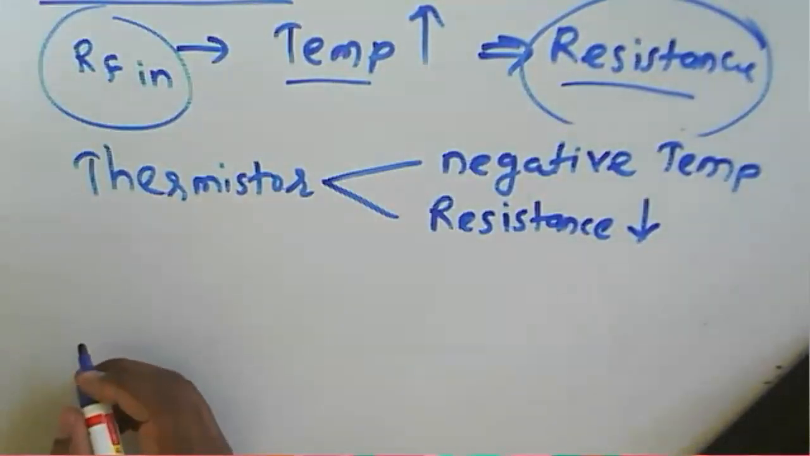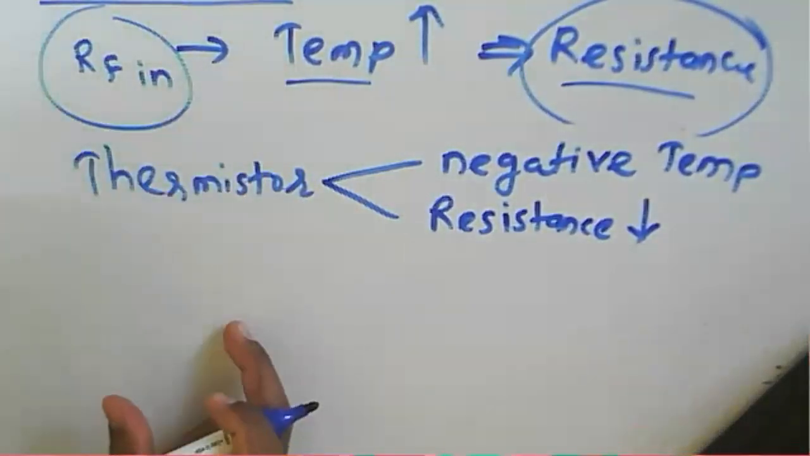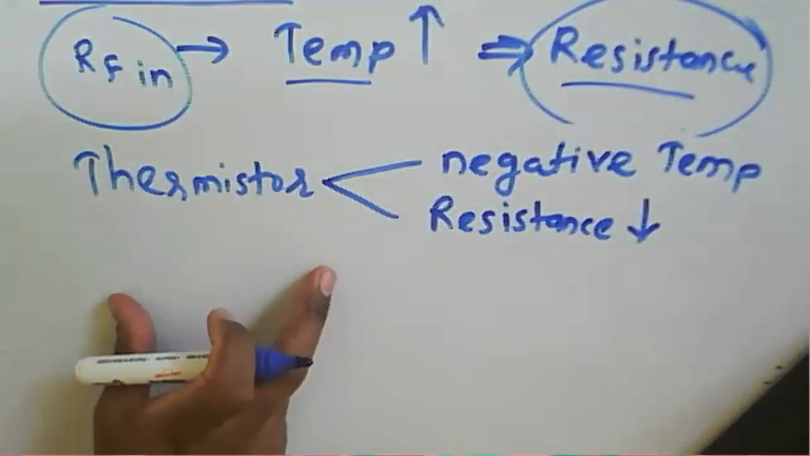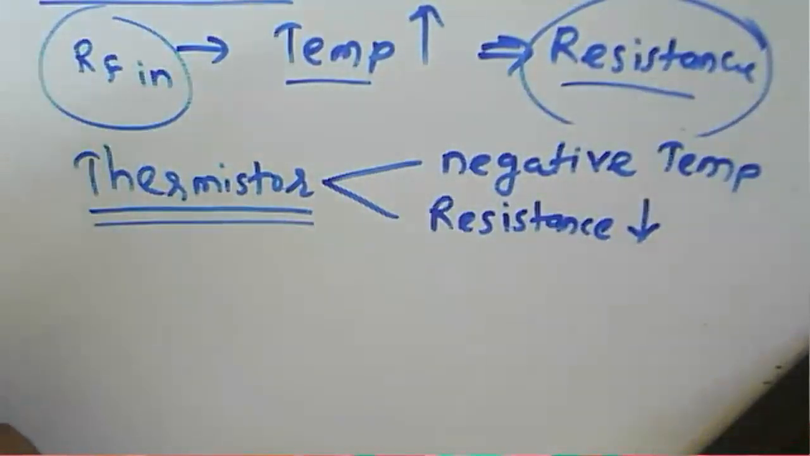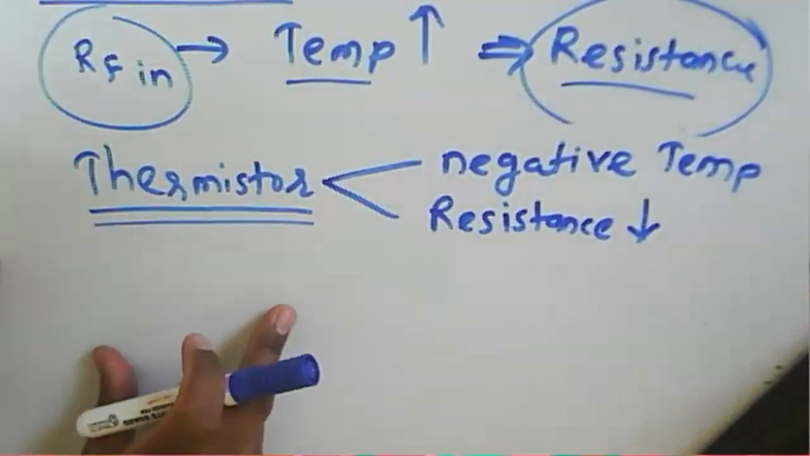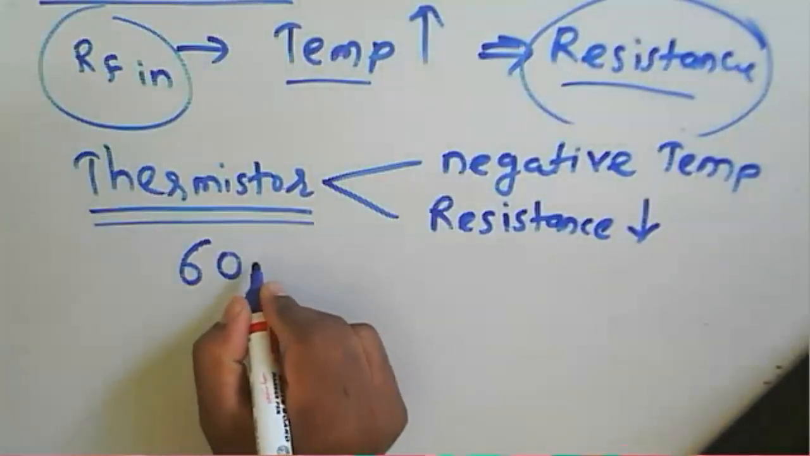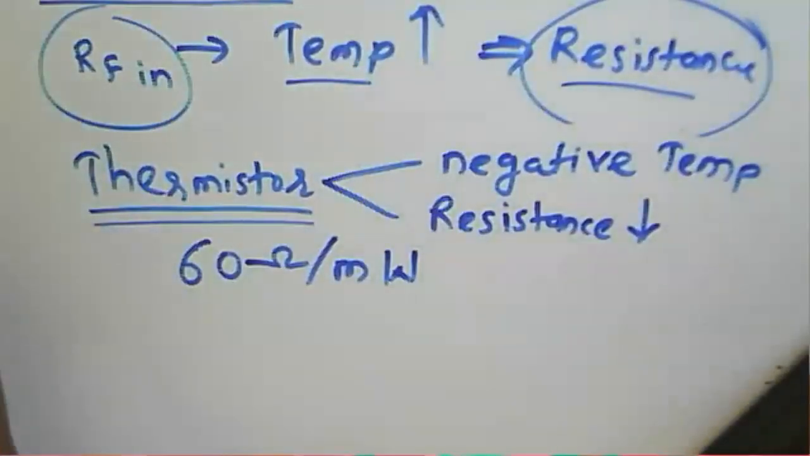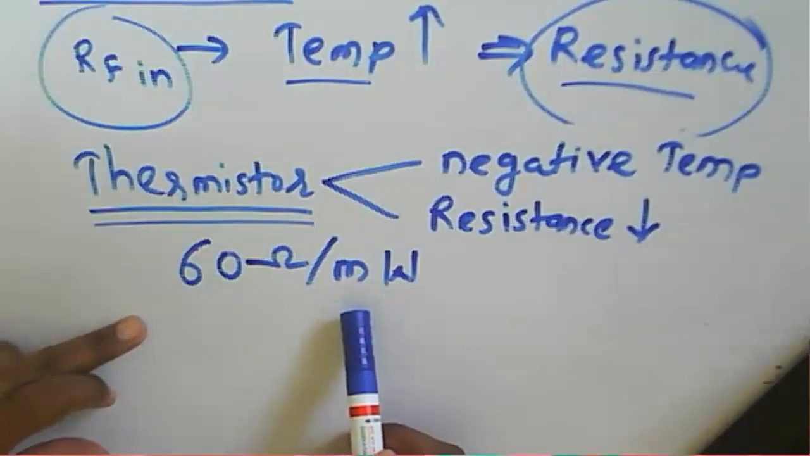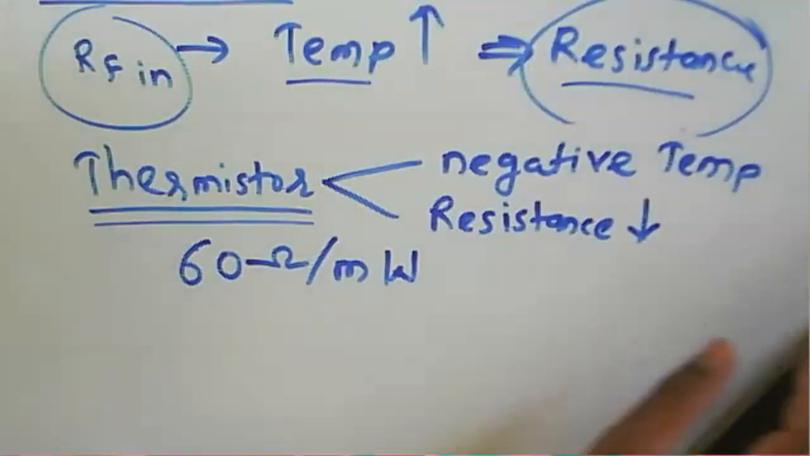Now, consider this bolometer sensor, which is used for the measurement of low power as well as high power using the thermistor. Using the thermistor, we can use this sensor to measure low microwave power as well as high microwave power. What about the change in the resistance? There is a change in the resistance of about 60 ohm per milliwatt of incident microwave power. So that is about a thermistor.